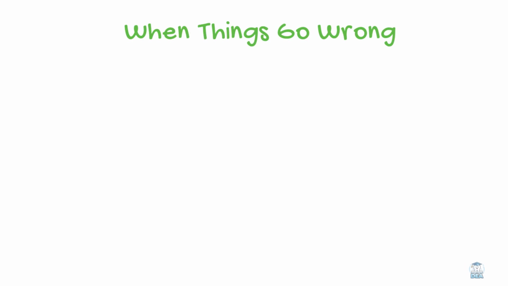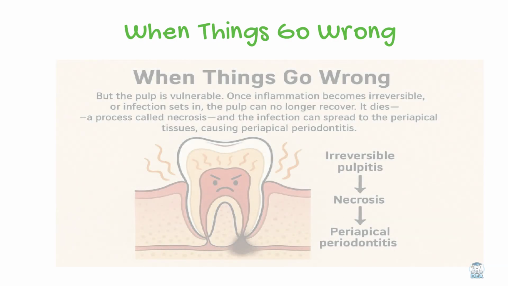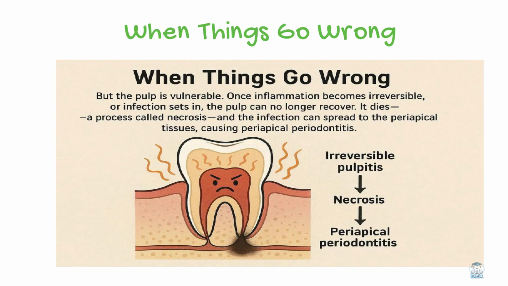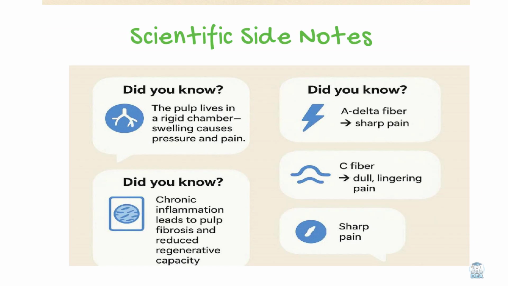But the pulp is vulnerable. Once inflammation becomes irreversible or infection sets in, the pulp can no longer recover. It dies, a process called necrosis, and the infection can spread to the periapical tissues, causing periapical periodontitis. That's why early intervention is key.